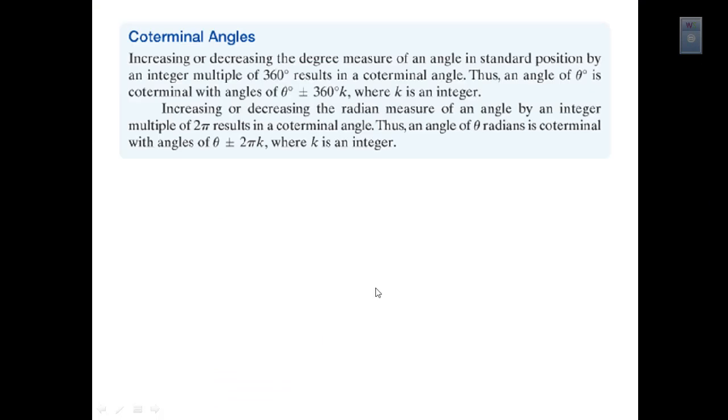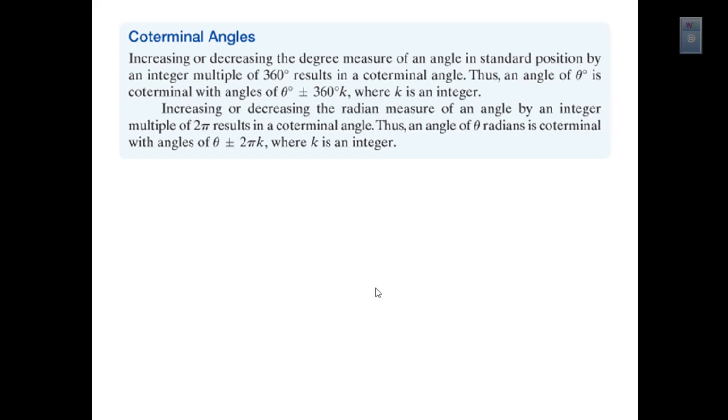All right, now, we talked just a second about coterminal angles. We had 2 sets of coterminal angles in that last example once we draw them out. What that means is they share the same terminal side. Co, meaning shared, coterminal is, well, terminal. So they're shared terminal side angles. Increasing or decreasing the degree measure of an angle in standard position by an integer multiple of 360 degrees, otherwise known as 2 pi, results in what's called a coterminal angle.